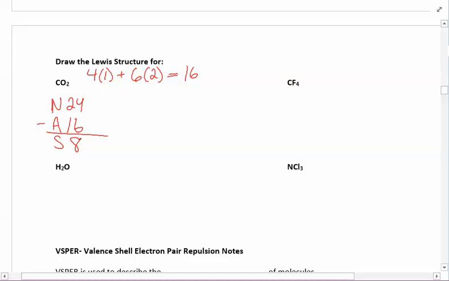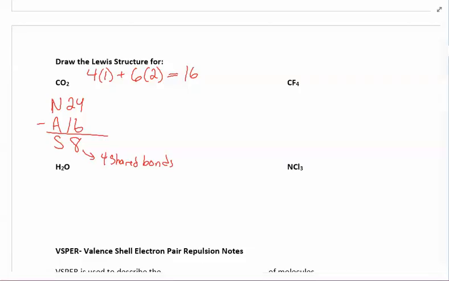Remember, when we're talking about electrons, we quite often refer to them in pairs. So we have something we call shared pairs of electrons. We have 8 shared electrons, so we're going to divide that by 2 to give us 4 shared bonds. This is something to keep in mind when we're drawing our Lewis structure.